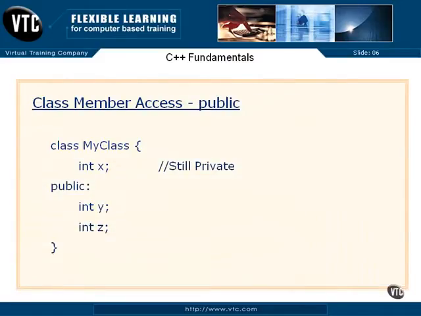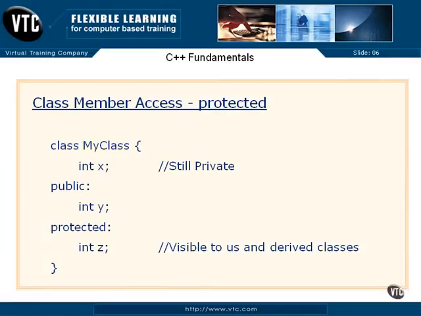Now here we have used the public keyword in this class, and X is still private because it comes before the public access specifier. Y and Z, however, are now public, so any other function that wanted to get to myClass.y could get there and work with it.